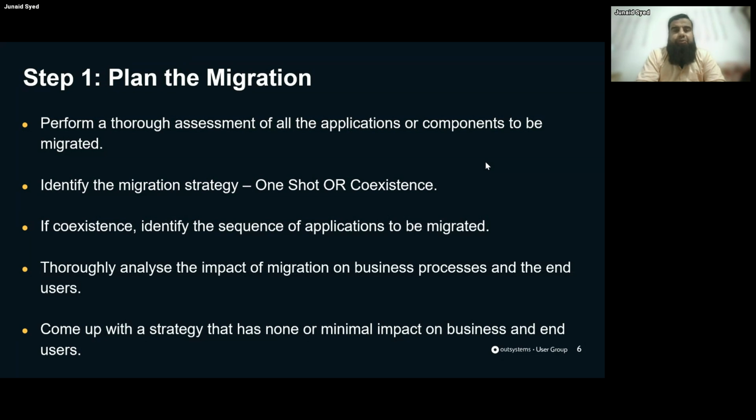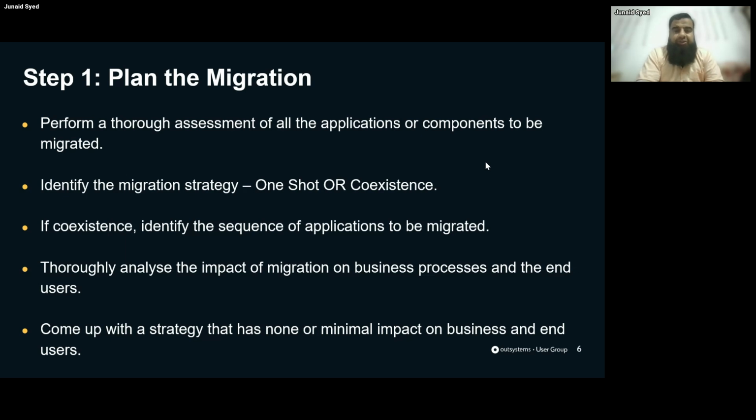Another important thing is to identify the migration strategy, whether it's a one shot migration or coexistence. For those who don't know, one shot means you migrate all your applications from O11 to ODC, and then take them to production in one shot.